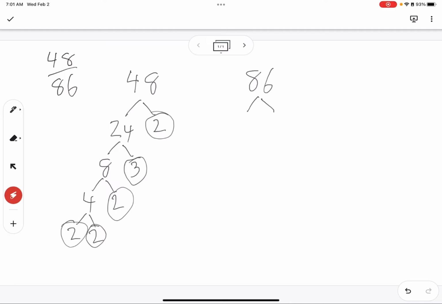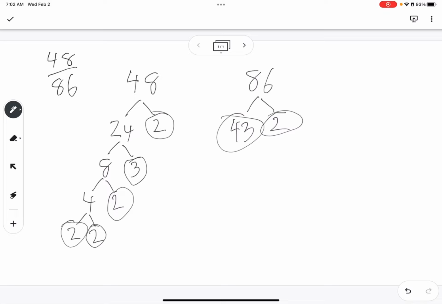Now I go over here to the denominator. What two numbers can I multiply to get 86? Well, I know it's an even number because that 6 is even, so that means it can be divided by 2. So 2 and 43. Okay. So I look to see which numbers are prime, and it turns out both of them are prime. I'm going to circle that and circle that.